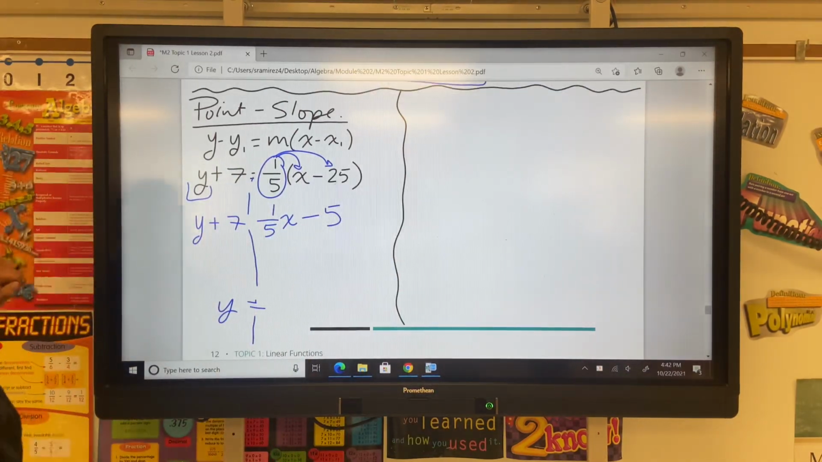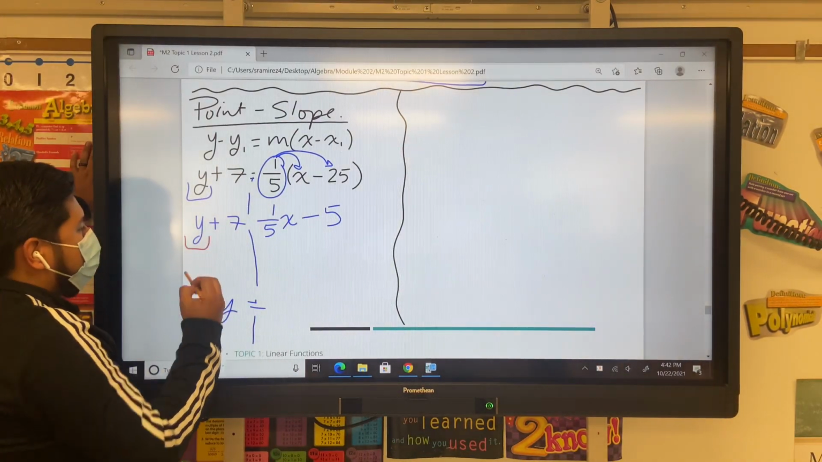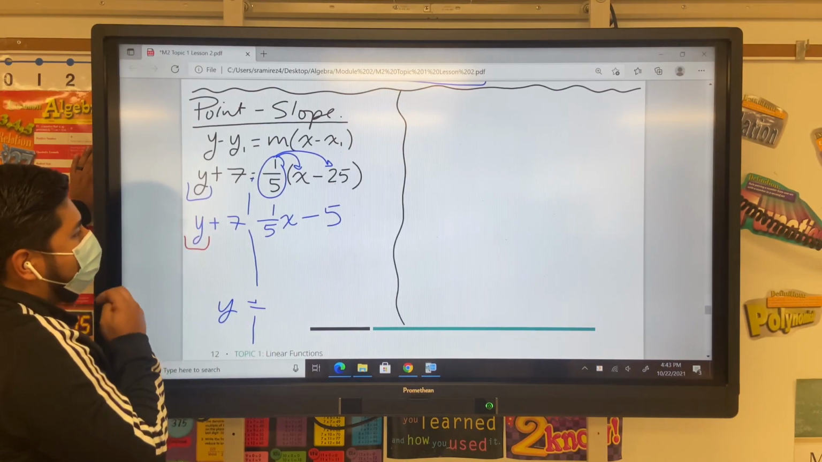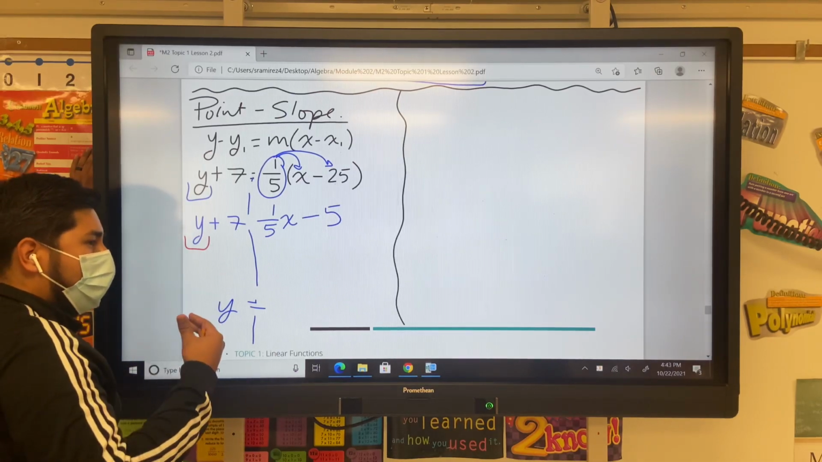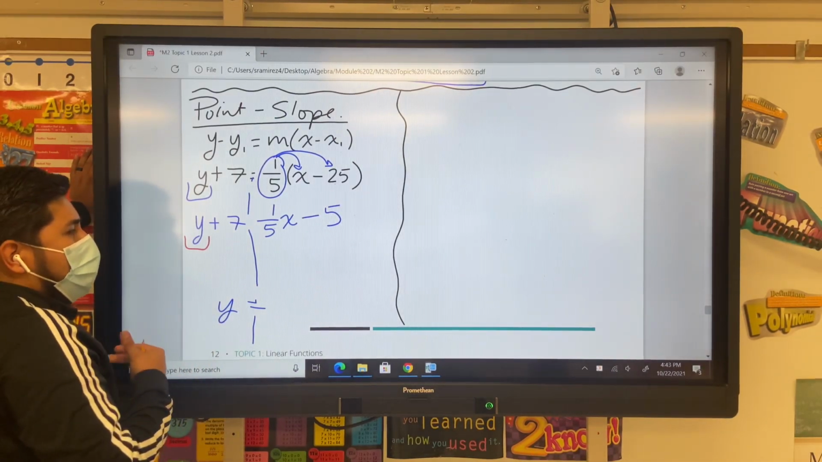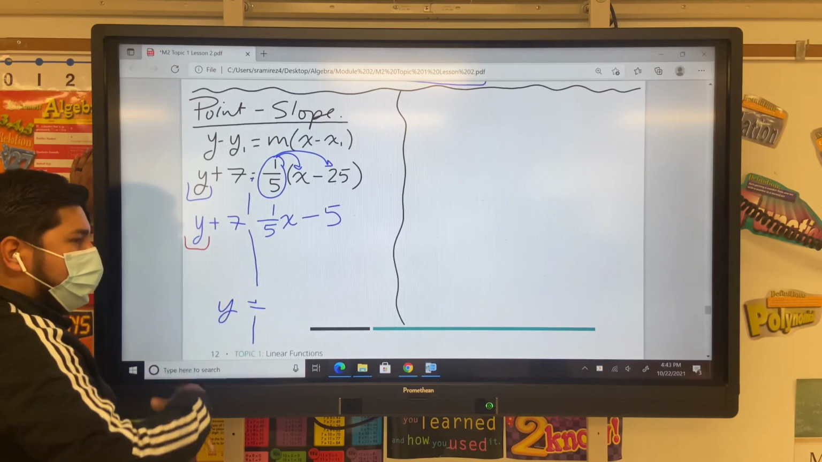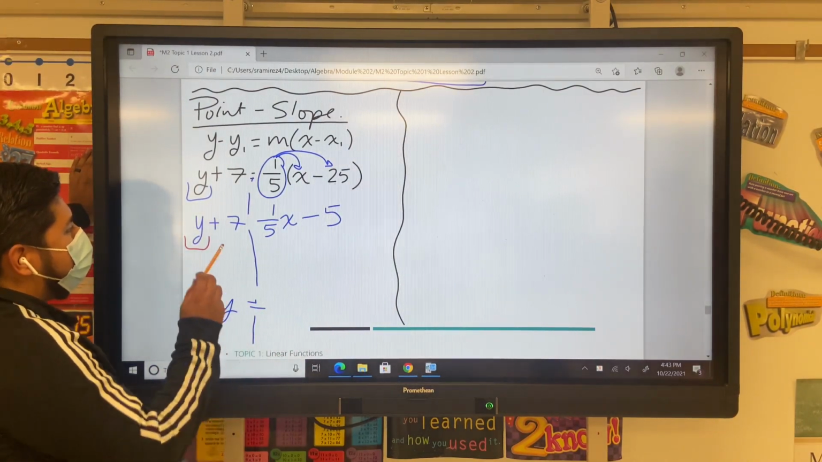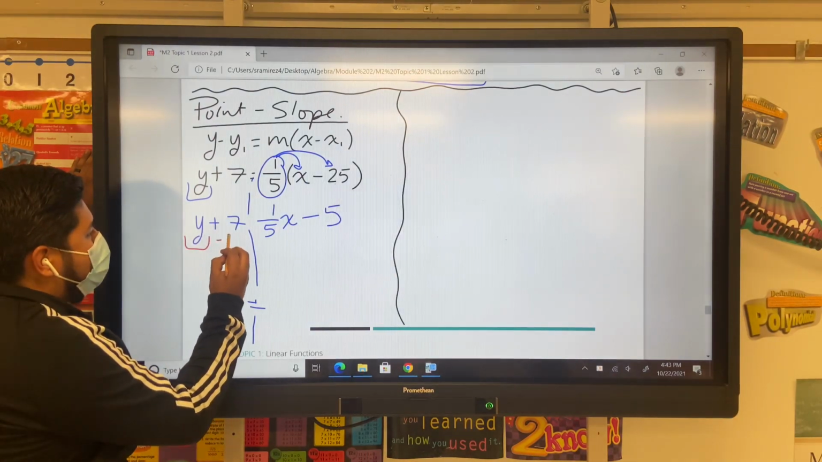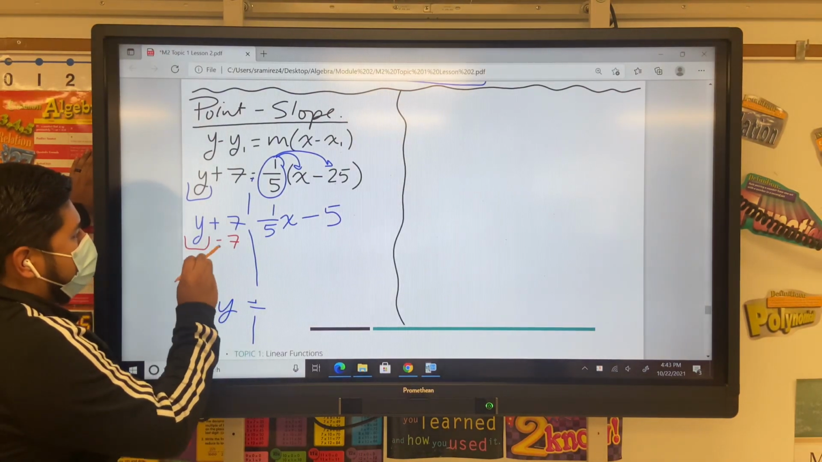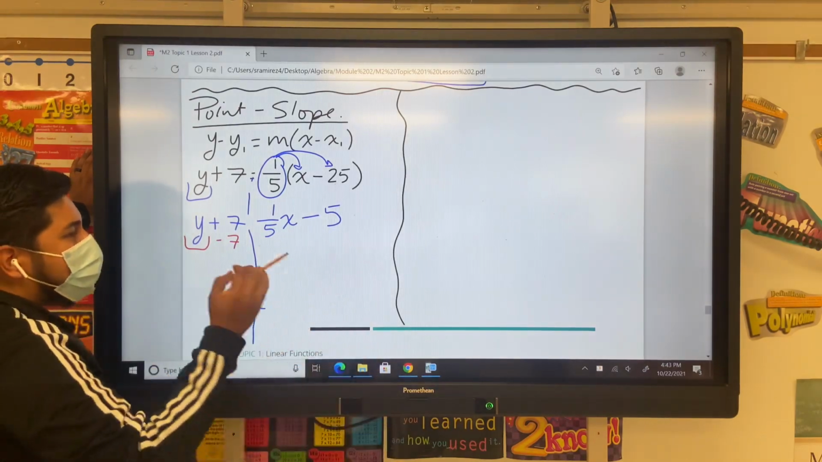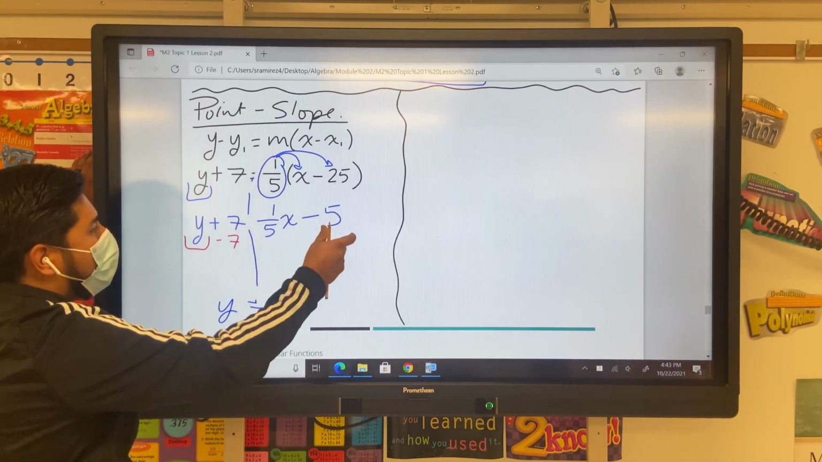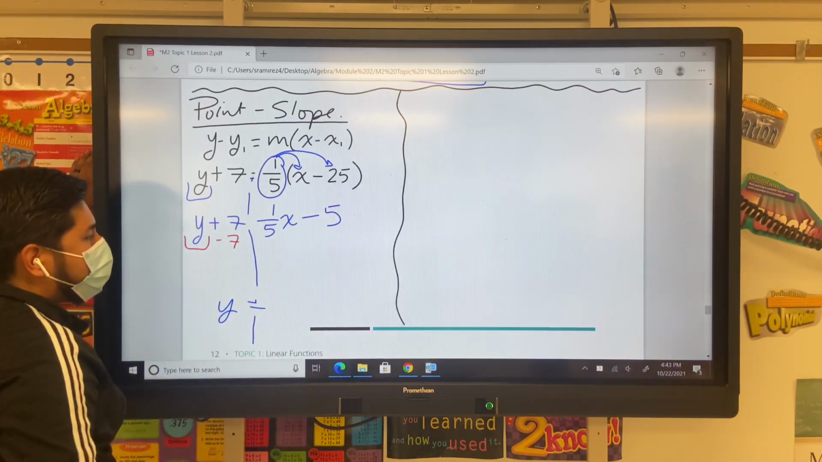Here we go. Now, again, I need this y by itself. So I need to move that 7. We talked about it before. In order to move somebody, you got to do the inverse operation. You got to do the opposite. So the way I do the opposite of a positive 7, I must subtract it. But when I do it to this side, I must do it to the other side. Now, we have to subtract it from either 1 over 5x or minus 5.